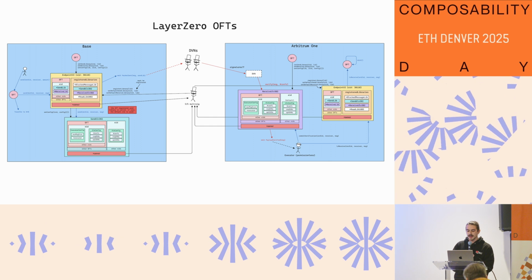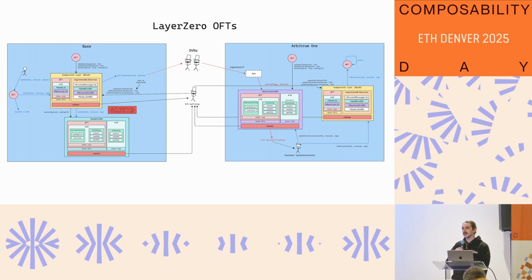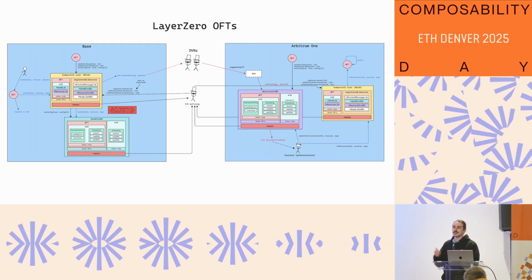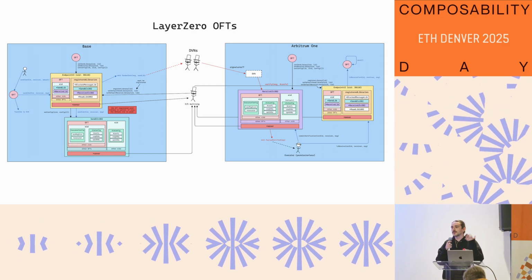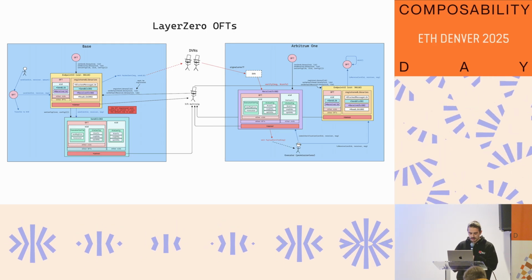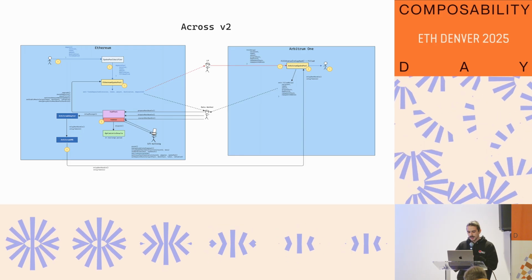Yeah, I mean, what the DVN code defines is basically a set of actors that sign messages, and you have a threshold, and if you meet this threshold, you relay the message. It's a multisig bridge, more or less. It's a configurable multisig bridge with no shared security. So going over to Across is different.